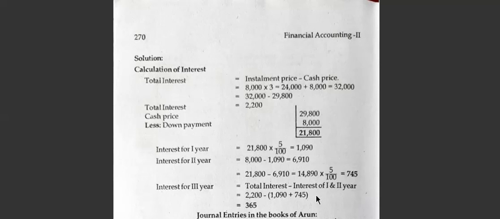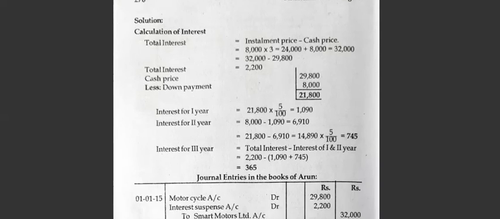Now what is the interest for the third year? The total interest minus the interest for the first and second year. So 2,200 minus 1,090 plus 745, that is second year interest and first year interest, deduct, you will get the interest for the third year, which is 365.